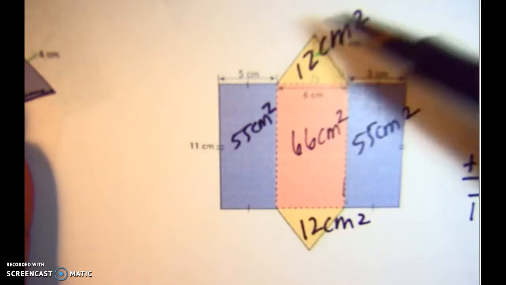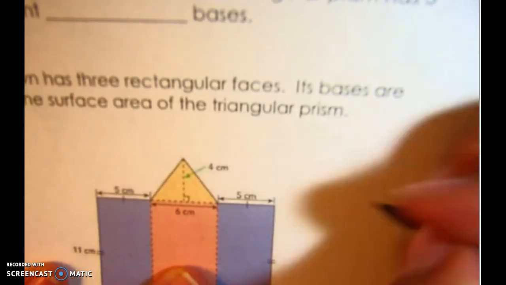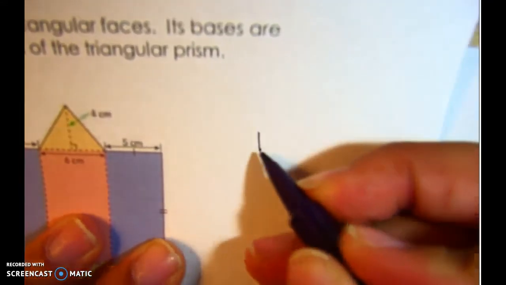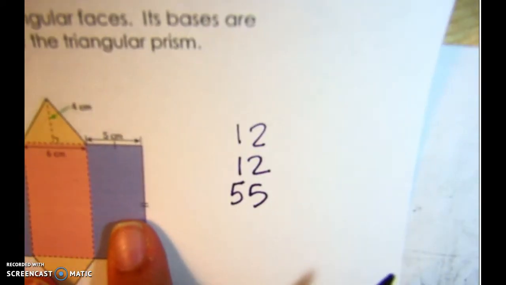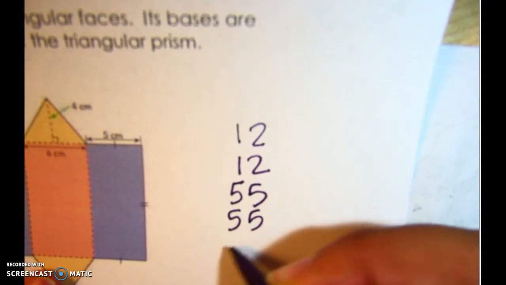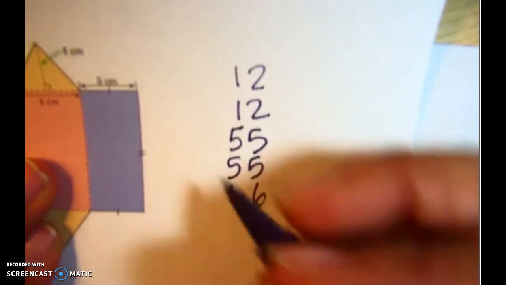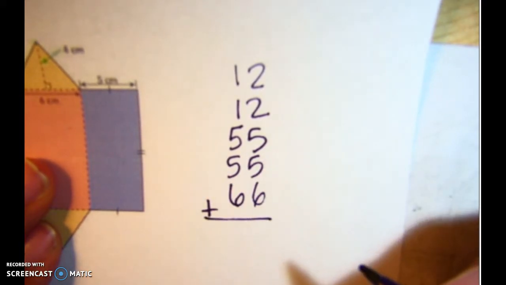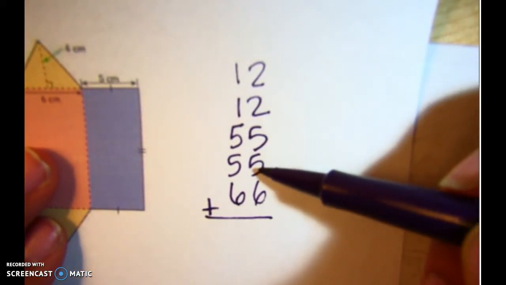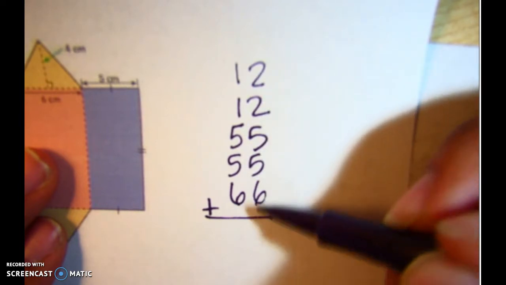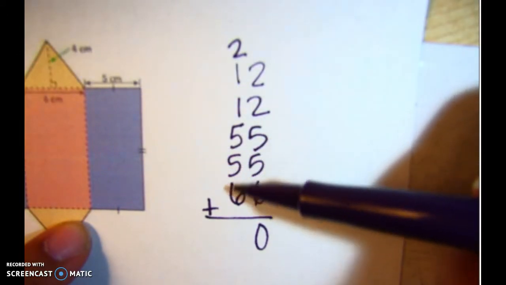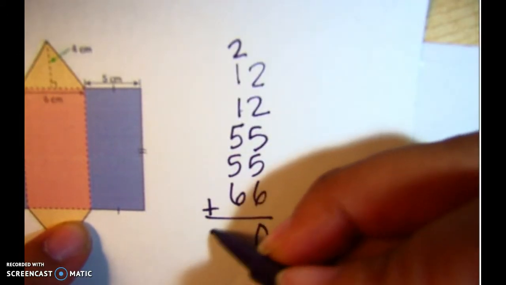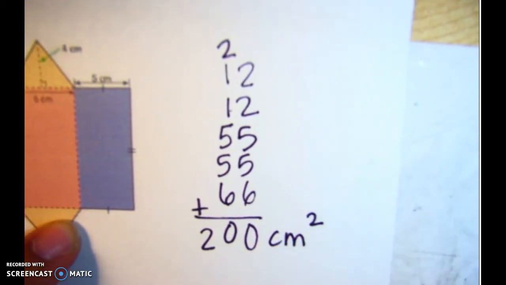So now that I have the area of all the surfaces, I can just add this together. So I have 12 and 12 for both of the triangles. I have 55, 55 for the rectangles on the side. And I have 66 for the one in the middle. So 5 and 5 is 10, 6 and 4 is 10, so that's 10 and 10 is 20. And then again, 5 and 5 is 10, 6 and 4 is another 10, so that's 200 centimeters squared.